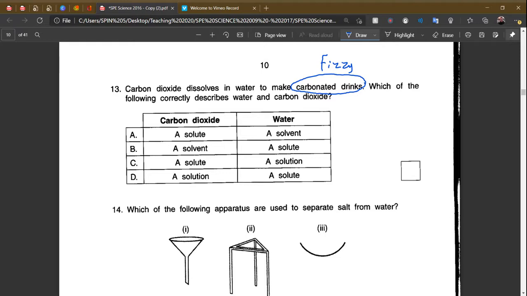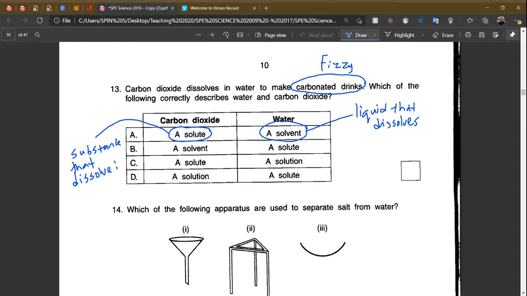Now, you need to remember the meaning of these terms: a solute and a solvent. A solvent is a liquid that dissolves, while a solute is a substance that dissolves in a solvent.